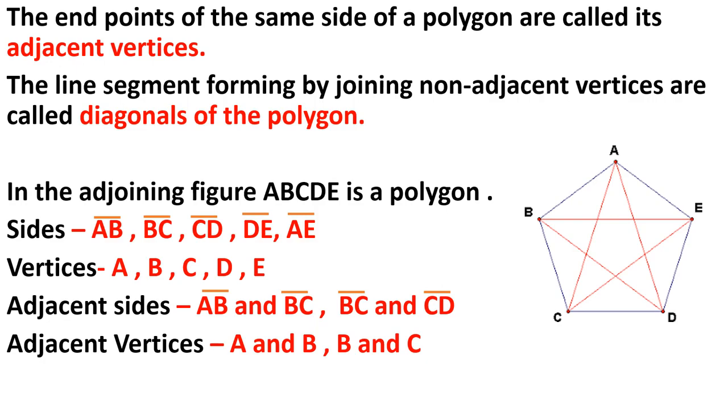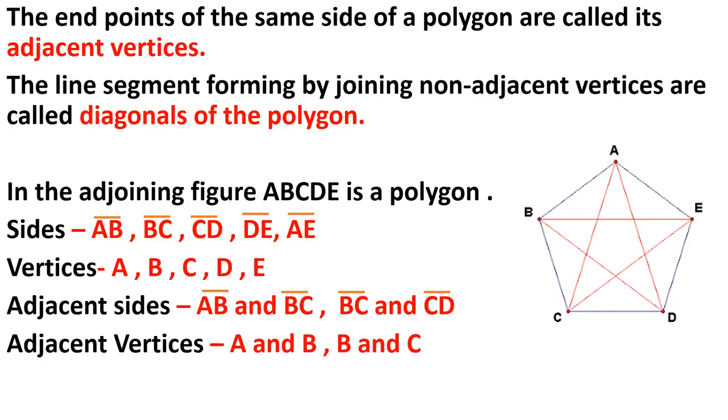Now vertices. What have I told you about vertices? A vertex is an end point of a line segment. That is called a vertex. So here the vertices are A, B, C, D, E, or we can say corners also. These are vertices. Now adjacent sides.